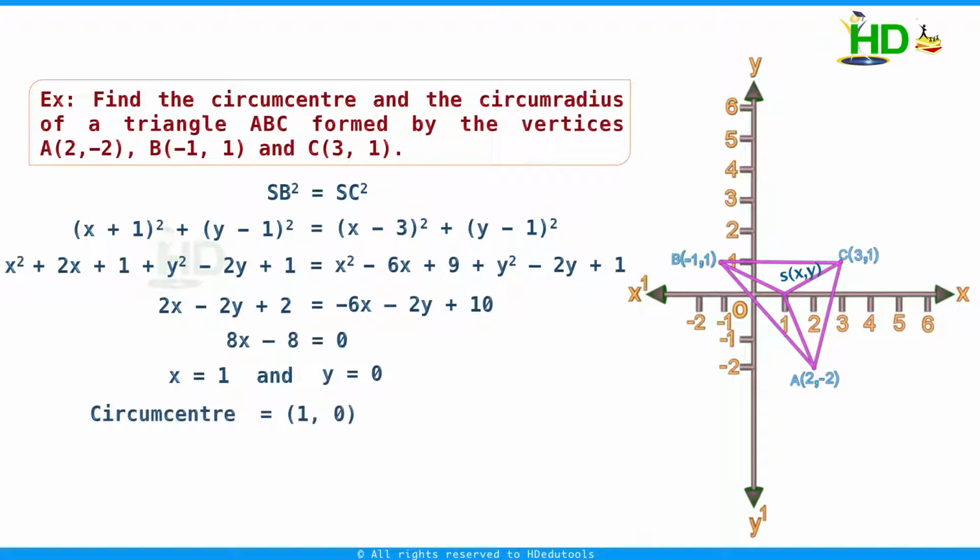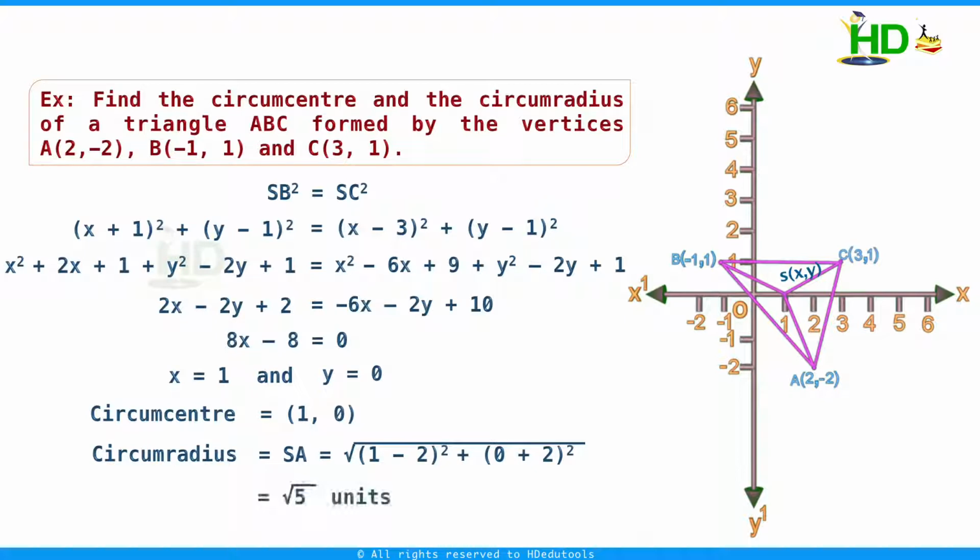Now the circumradius. Using this circumcenter, you can draw a circle which passes through these three vertices. Now the circumradius is nothing but the distance between the circumcenter and any of the vertices, and circumradius is SA. This is equal to root of 1 minus 2 whole square plus 0 plus 2 whole square. This is root 5 units.